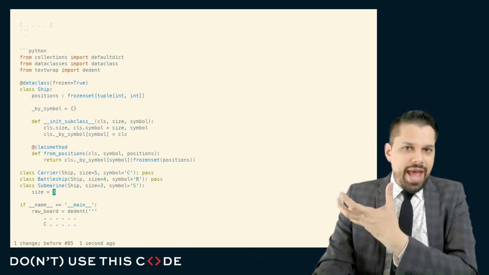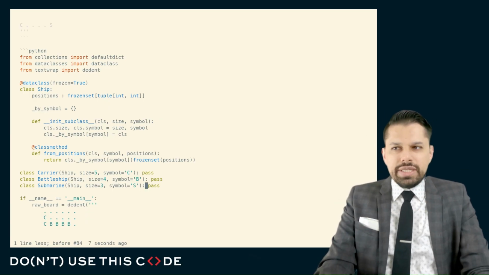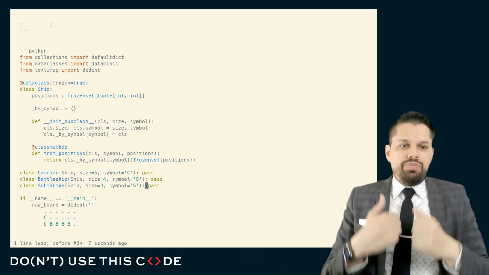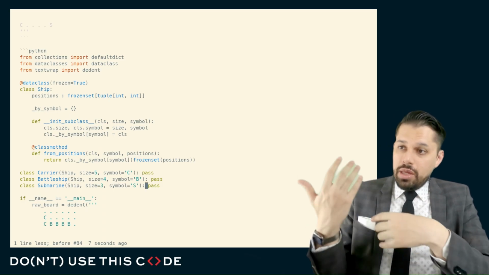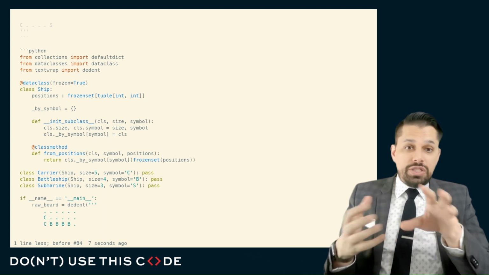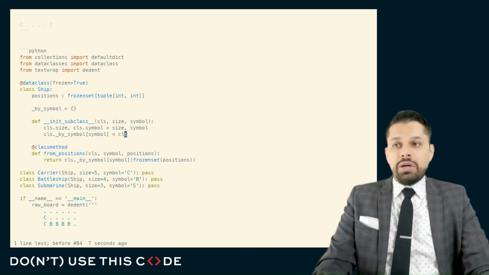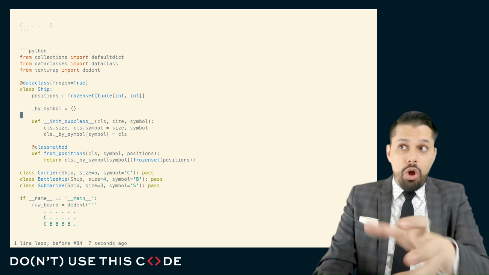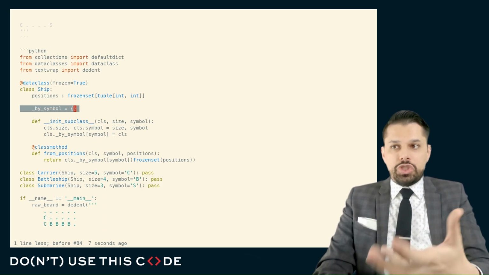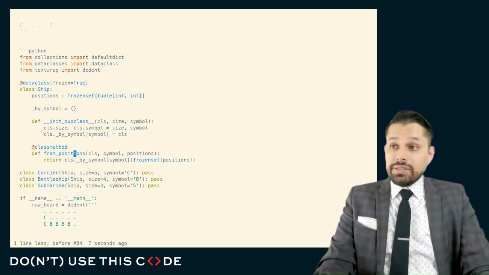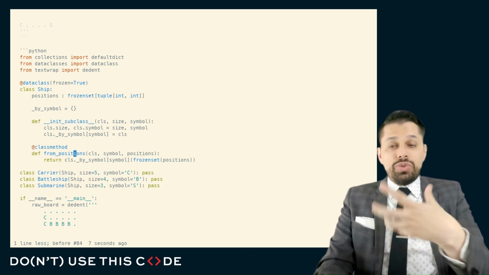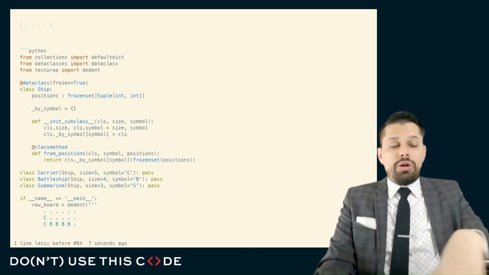So here you could see we could have an attribute, but that could be shadowed by some local instance state. Well, here we can just do it as part of the definition. So we have these three ships of different sizes with different symbols as are represented textually. And our init subclass allows us to capture all of those. So now the ship knows every ship that exists by symbol. And we can even write a class method to, given a symbol and its positions on the board, construct a ship.